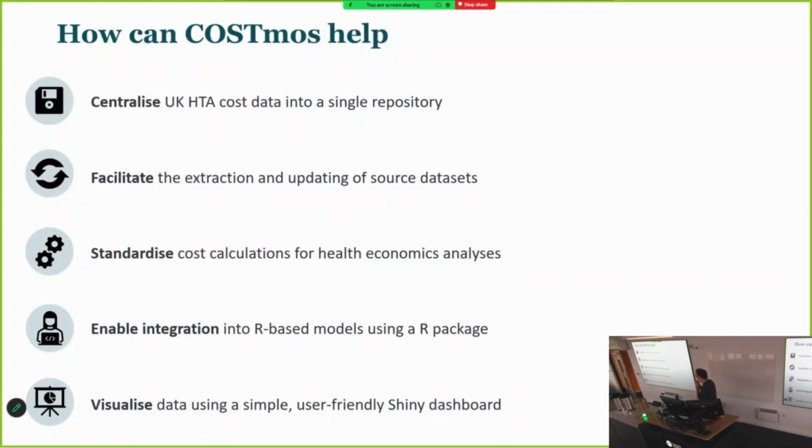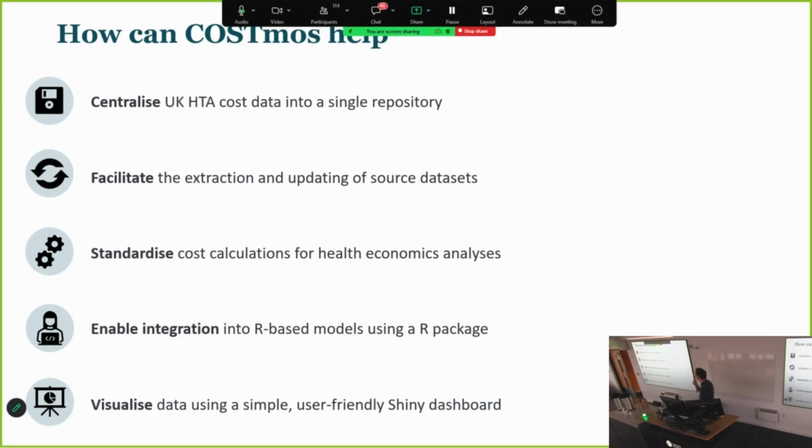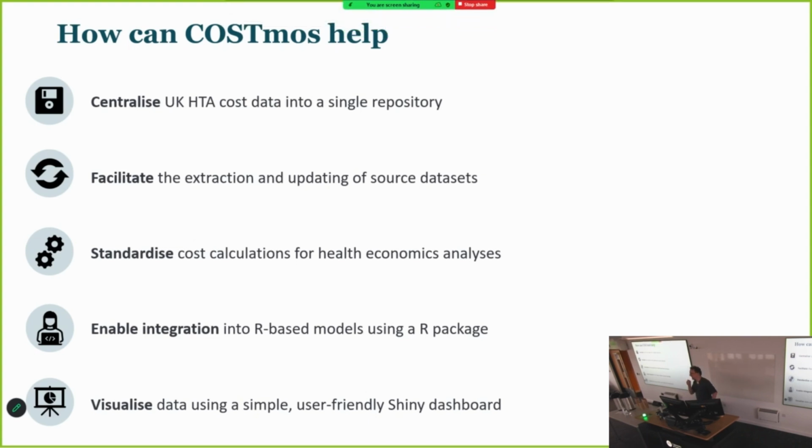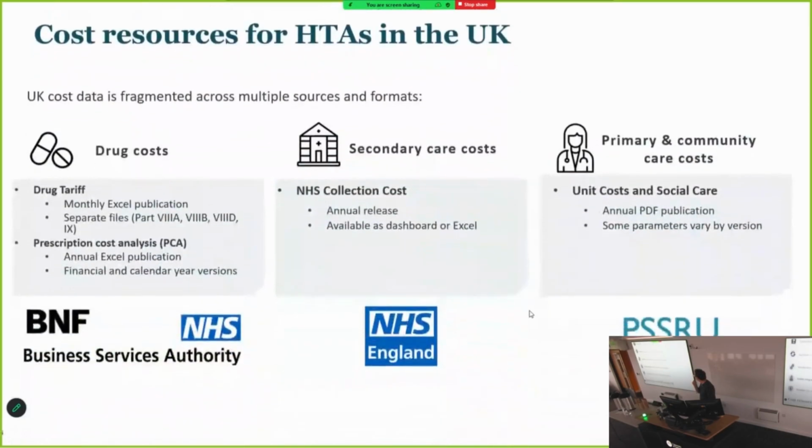So how can this app and package help? I think it helps in five different ways. First, it centralizes a lot of different cost data sources in a single repository that can be easily accessed. It facilitates extraction of data and cost, which sometimes is problematic, particularly from some of these publications. It standardizes cost calculation for some commonly done health economics analyses. It enables integration into our models because, as I said, it's a package. And it also enables visualizing the data in a very simple, user-friendly way through the Shiny dashboard.